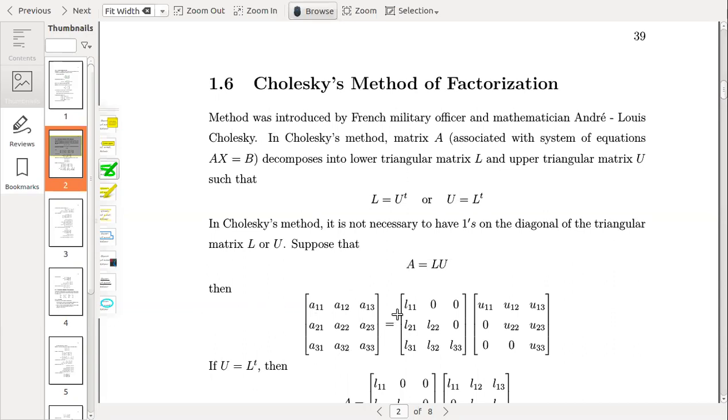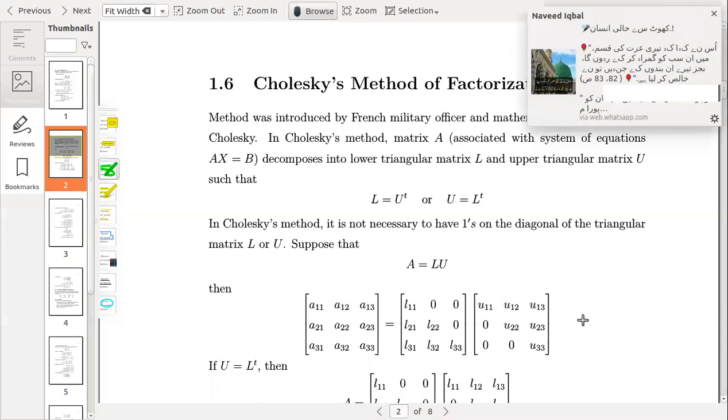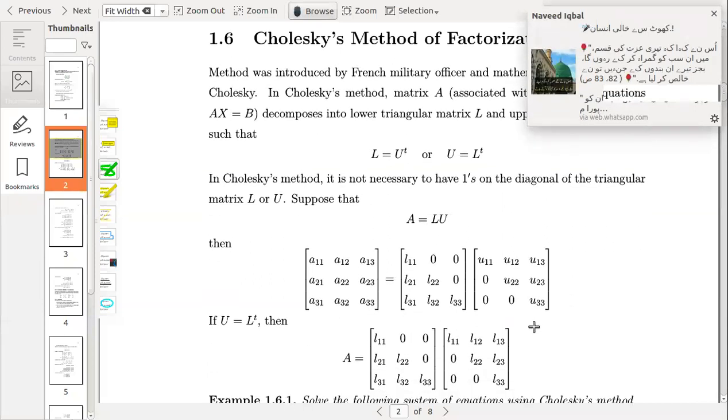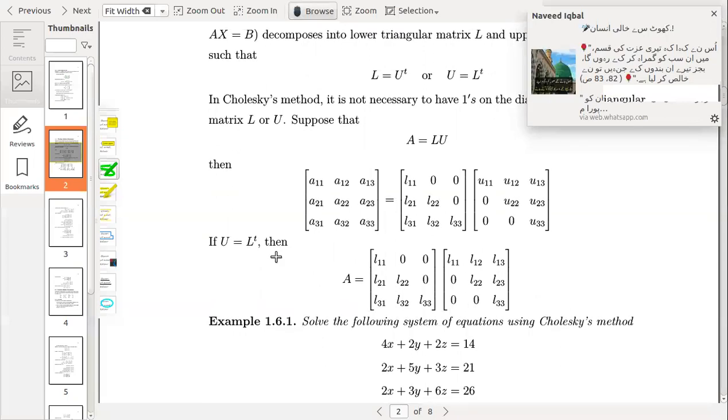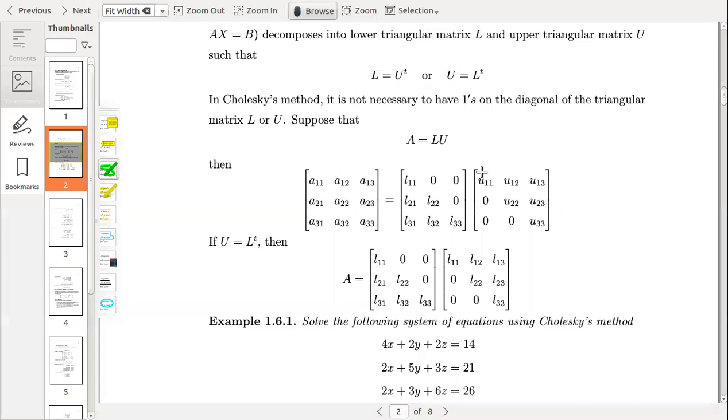Then this matrix A can be written as the product of a lower triangular matrix and an upper triangular matrix. Note that the diagonal entries are not ones. If U is equal to L transpose, then this U can be replaced with L transpose. This is the advantage of the Cholesky method, because in Crout's method you have to find the 6 entries, but in the Cholesky method you have to determine only 1, 2, 3, 4, 5, 6.